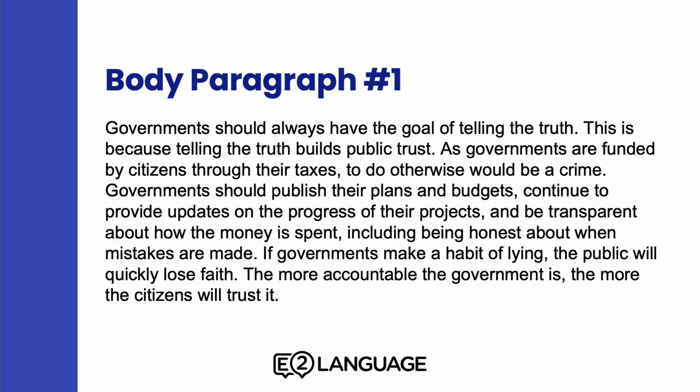But let's look at how I've changed this paragraph to use a global example instead of a specific example. In this paragraph, in the fourth sentence, I've changed it to say, governments should publish their plans and budgets, comma, continue to provide updates on the progress of their projects, comma, and be transparent about how the money is spent, including being honest about when mistakes are made. So in this example, I've used a more global example instead of coming up with a specific one.